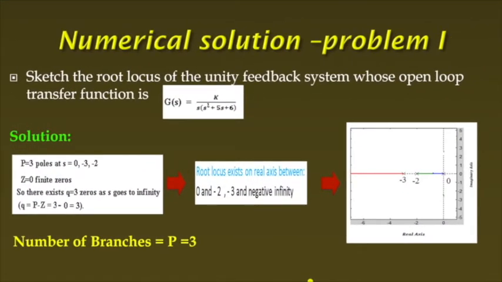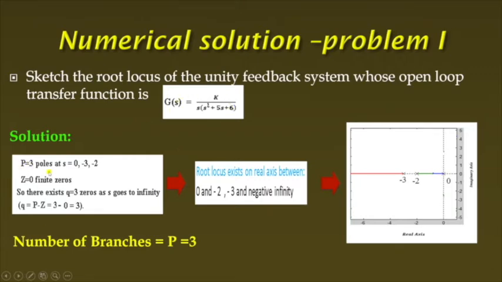Today I will discuss numerical solutions of the root locus method, because I have already discussed the procedure for sketching the root locus. Numerical problem 1: sketch the root locus of the unity feedback system whose open loop transfer function is G(s) equals K divided by s into (s square plus 5s plus 6). So this open loop system is given.